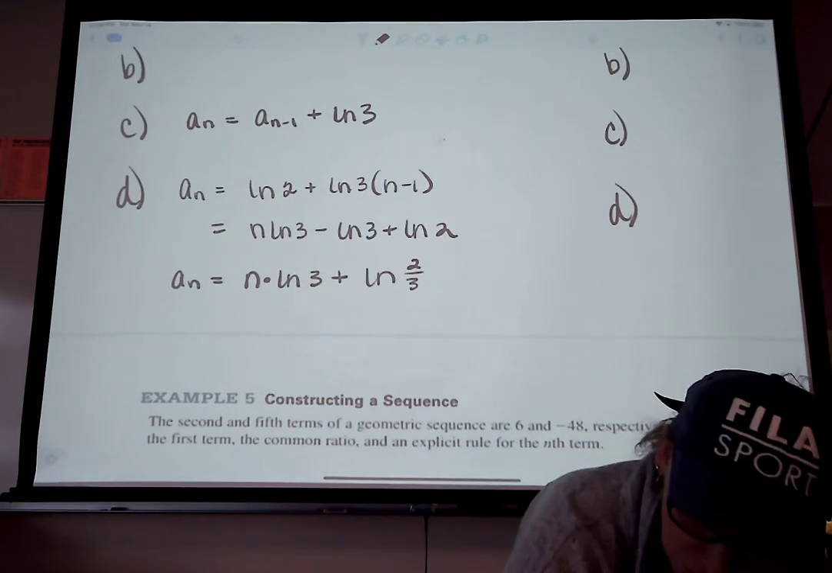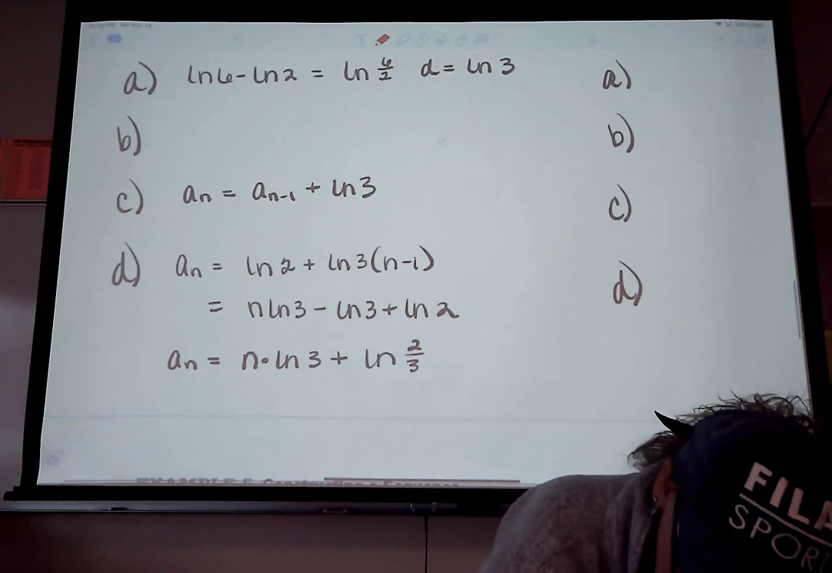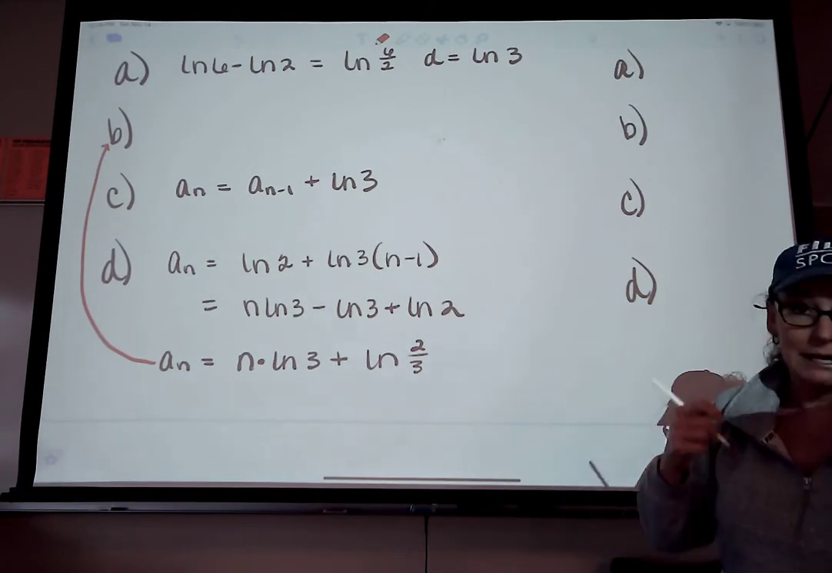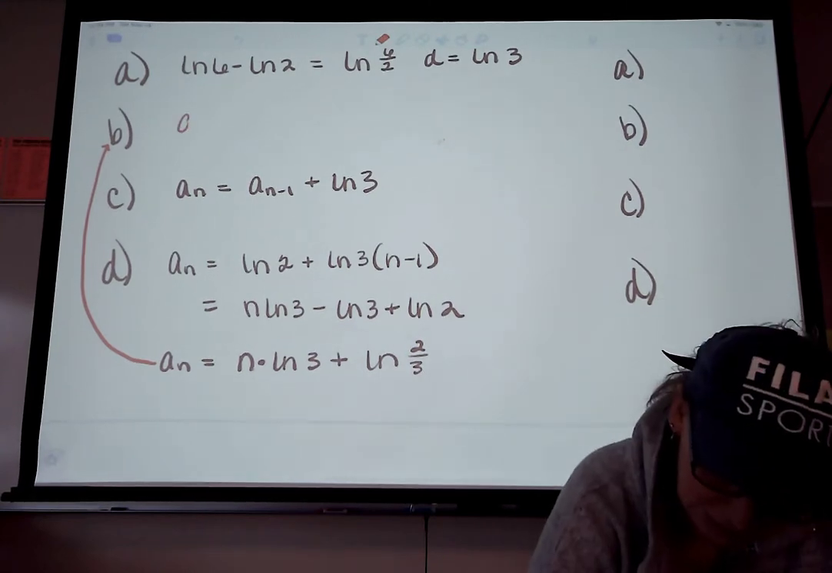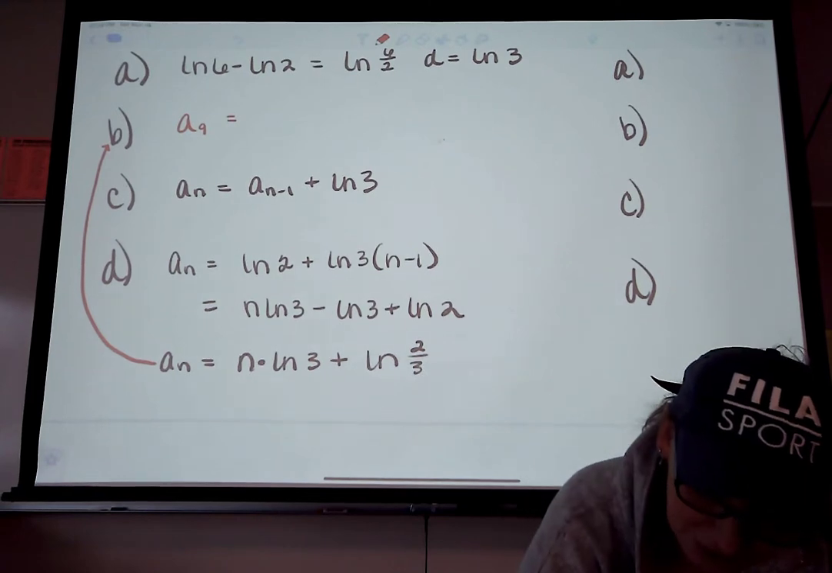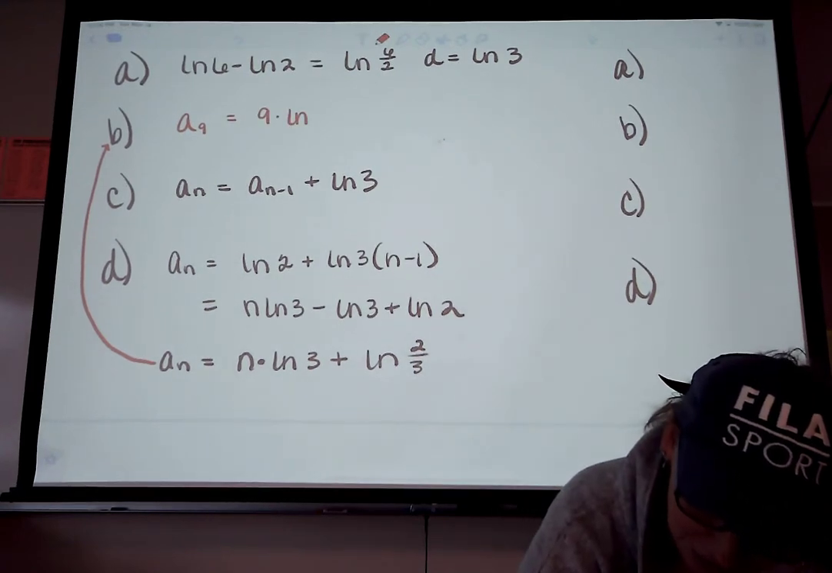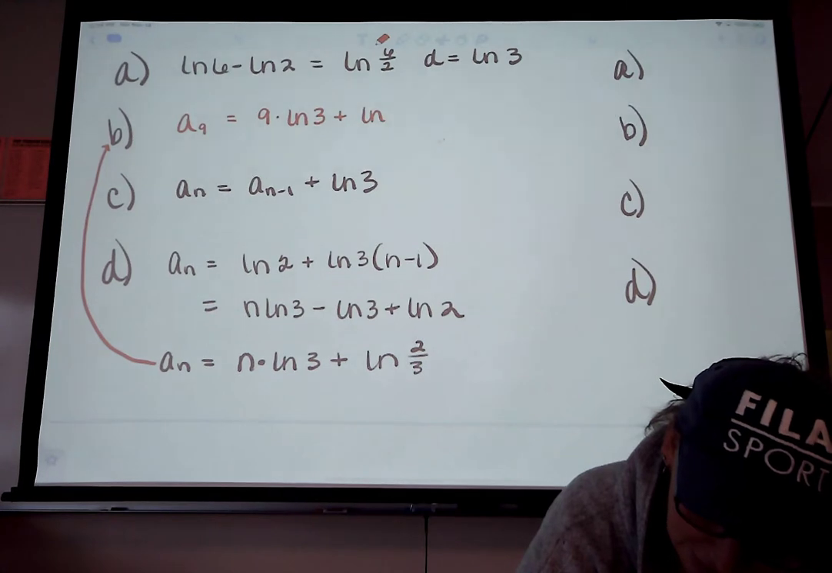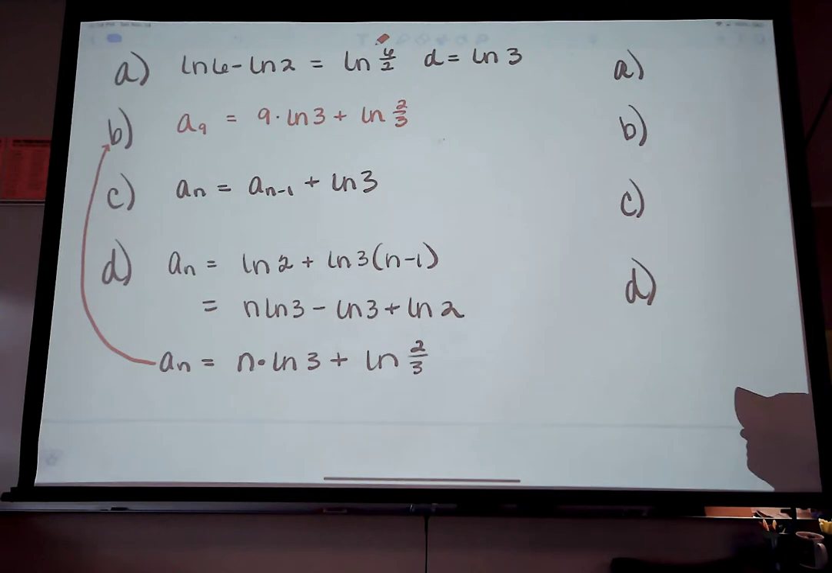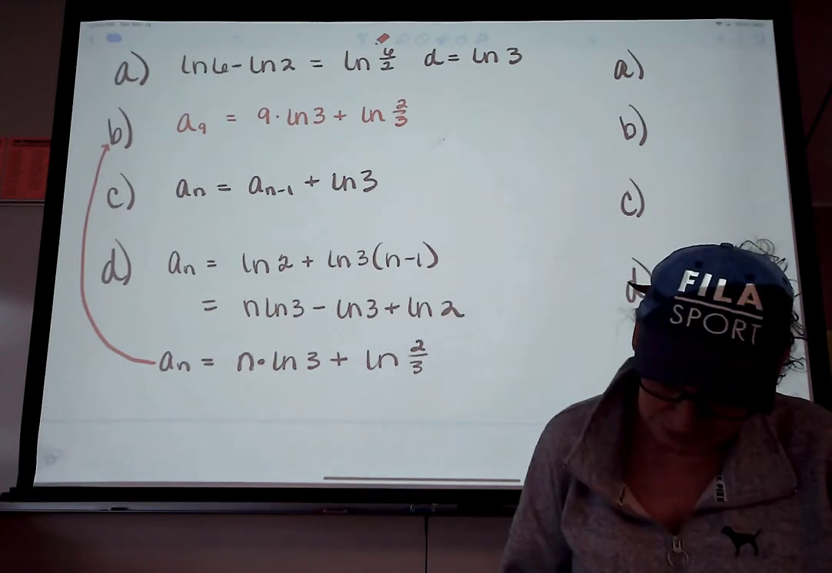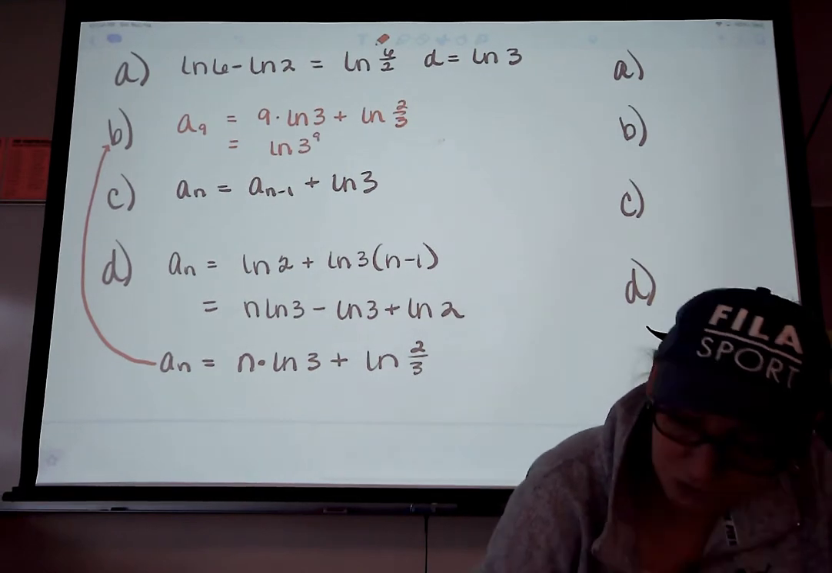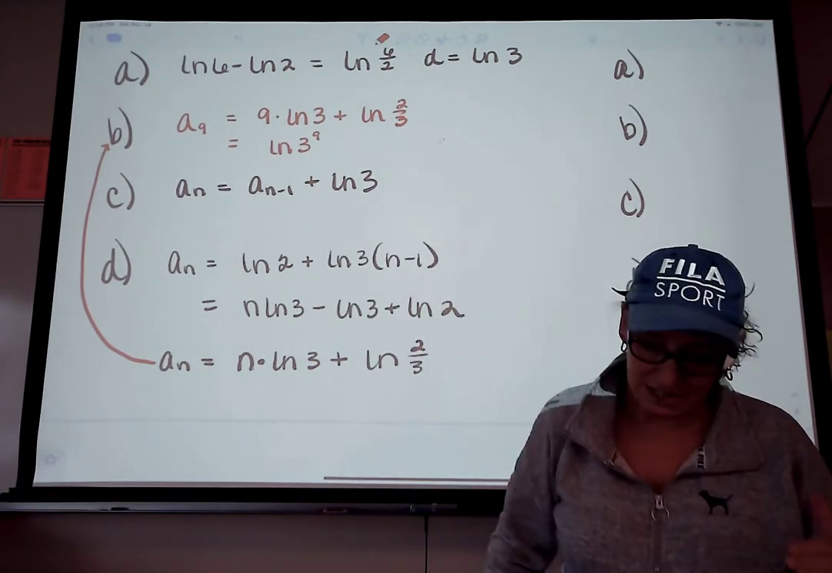Now, let's use our explicit formula to come back and do part B. I can do a sub 9 is equal to 9 times ln3 plus ln 2/3. Let's see what we can do with that. Move your coefficient up and put it as an exponent on the 3.